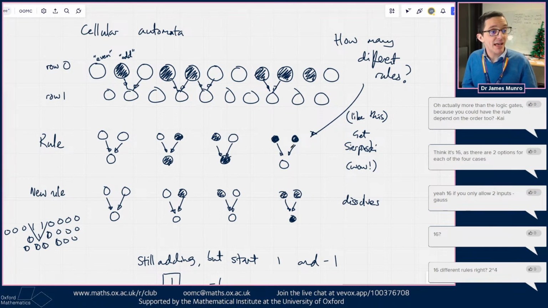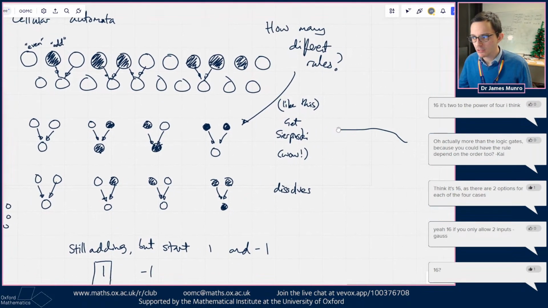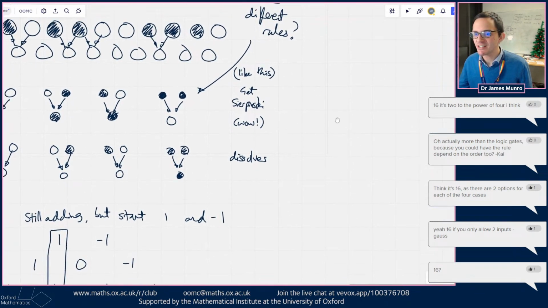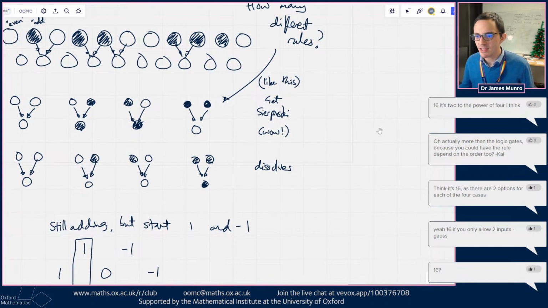Yeah, the rule can depend on the order. They don't have to be symmetric. So I don't know if your logic gates have to be symmetric or not, if they have to respect left and right being kind of interchangeable. But our cellular automata doesn't have to. There is an interesting rule. Sorry, this right clicking doesn't really work. There is an interesting rule that looks like this.